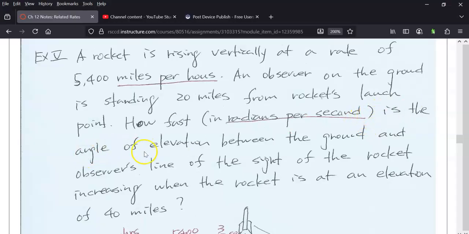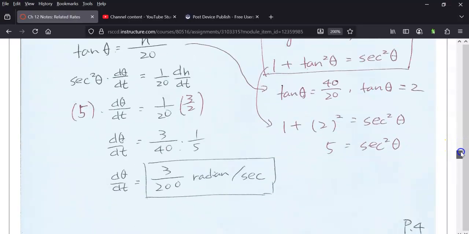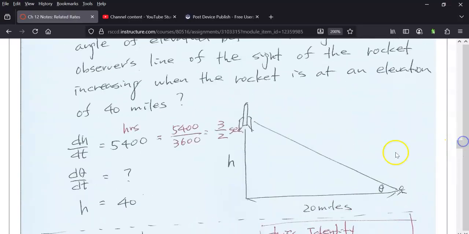So it's the angle of elevation. How fast is the angle of elevation between the ground and the observer's line of sight of the rocket increasing when the rocket is at an elevation of 40 miles? Oh, let's take a look. Let's look at the picture real quick.